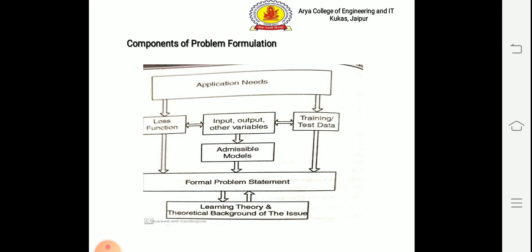Now this is a component diagram of problem formulation. This chart shows the components of problem formulation. First is application need, which is divided into loss function, input output other variables, training test data, and admission models, combining with the formal problem statement. And the last one is learning theory and the theoretical background of the issue.